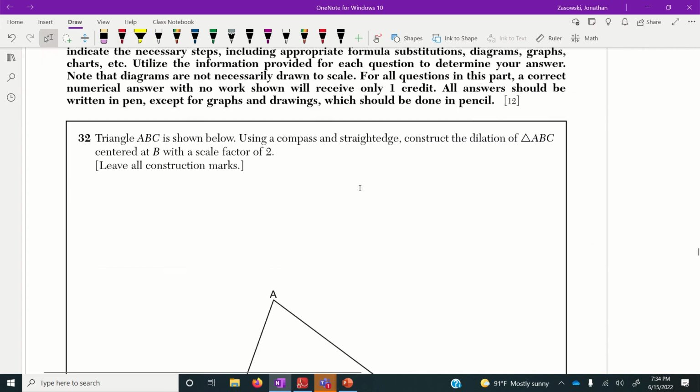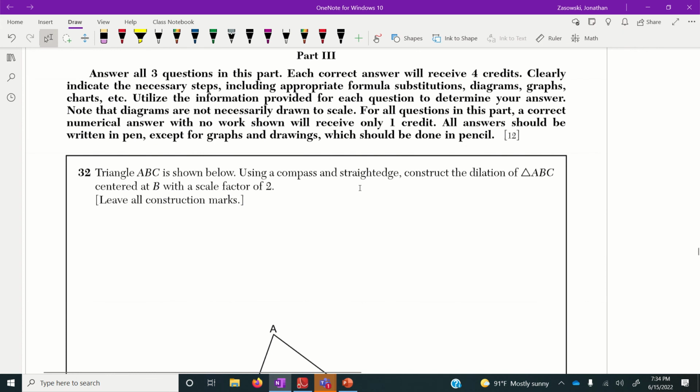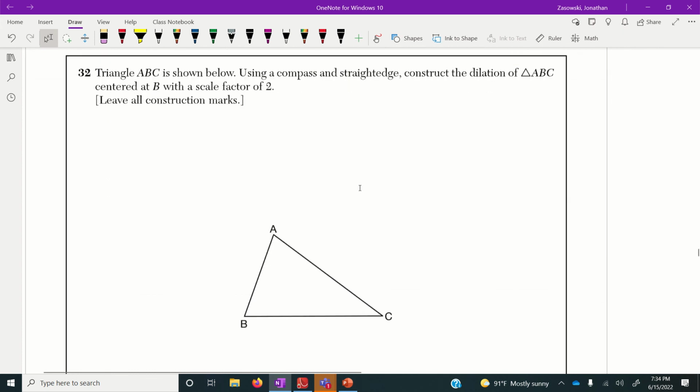All right, part 3. So these are 4-pointers. Going to be a little bit more work to do this one. Triangle ABC is shown below. Use a compass and a straight edge to construct a dilation centered at B with a scale factor of 2.